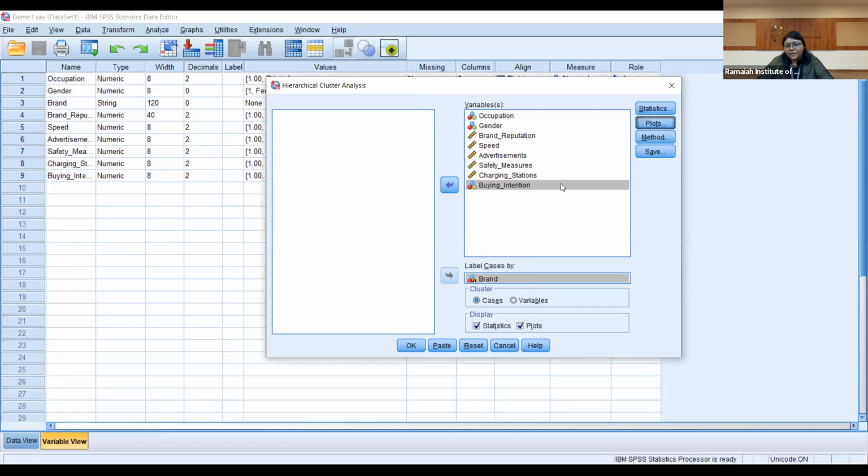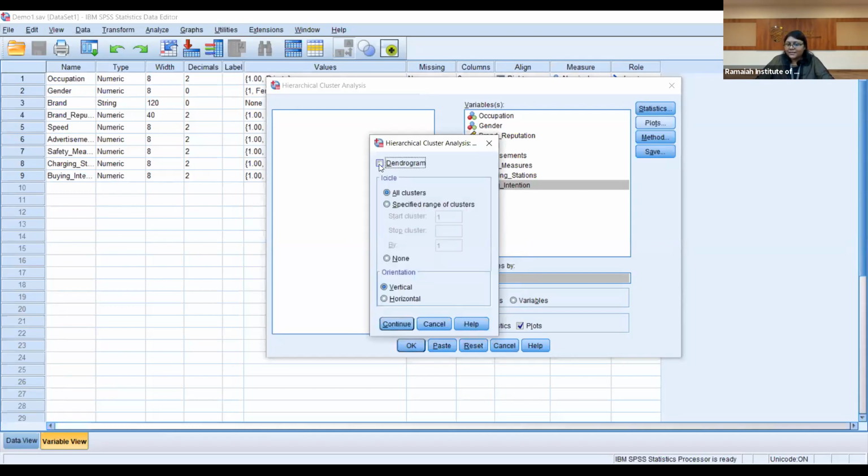The next one is plots. Now obviously I told you there is dendrogram which gives a graphical representation in cluster analysis. So let us see what is the dendrogram. Now in this case, again if you want to consider all the clusters or simply you want to see a limited number of clusters or you don't want to see any clusters, based on this you can click on here.